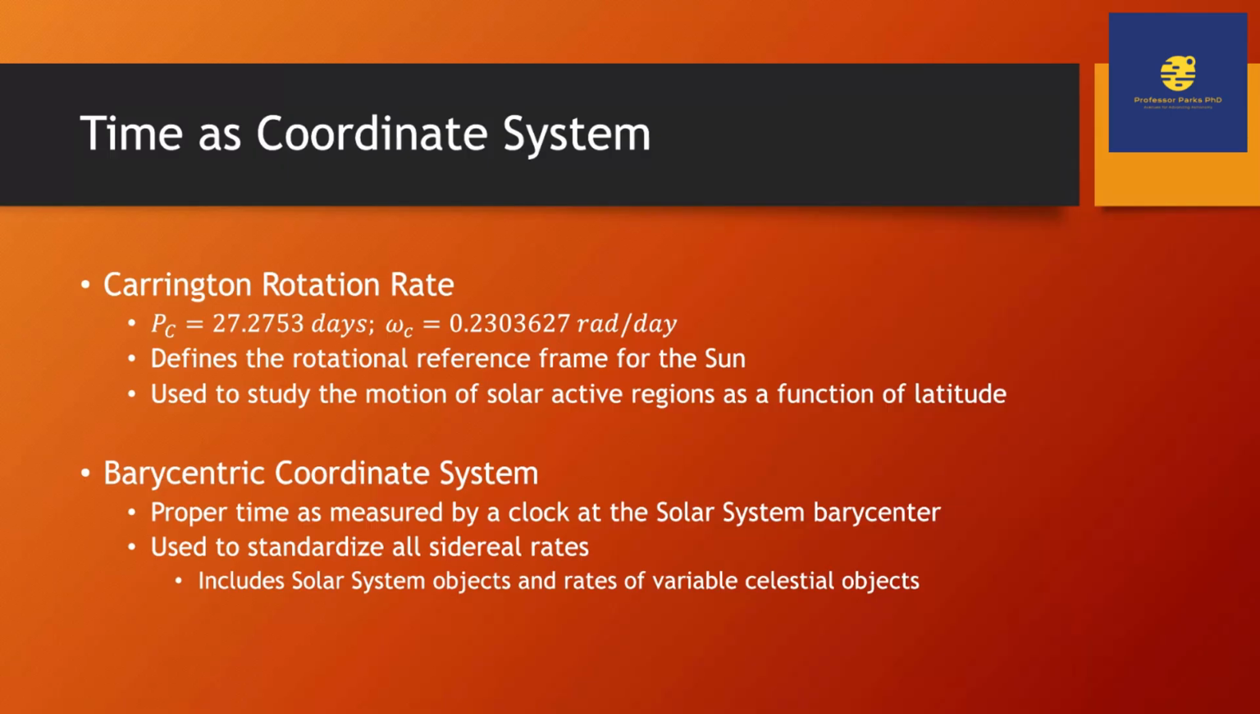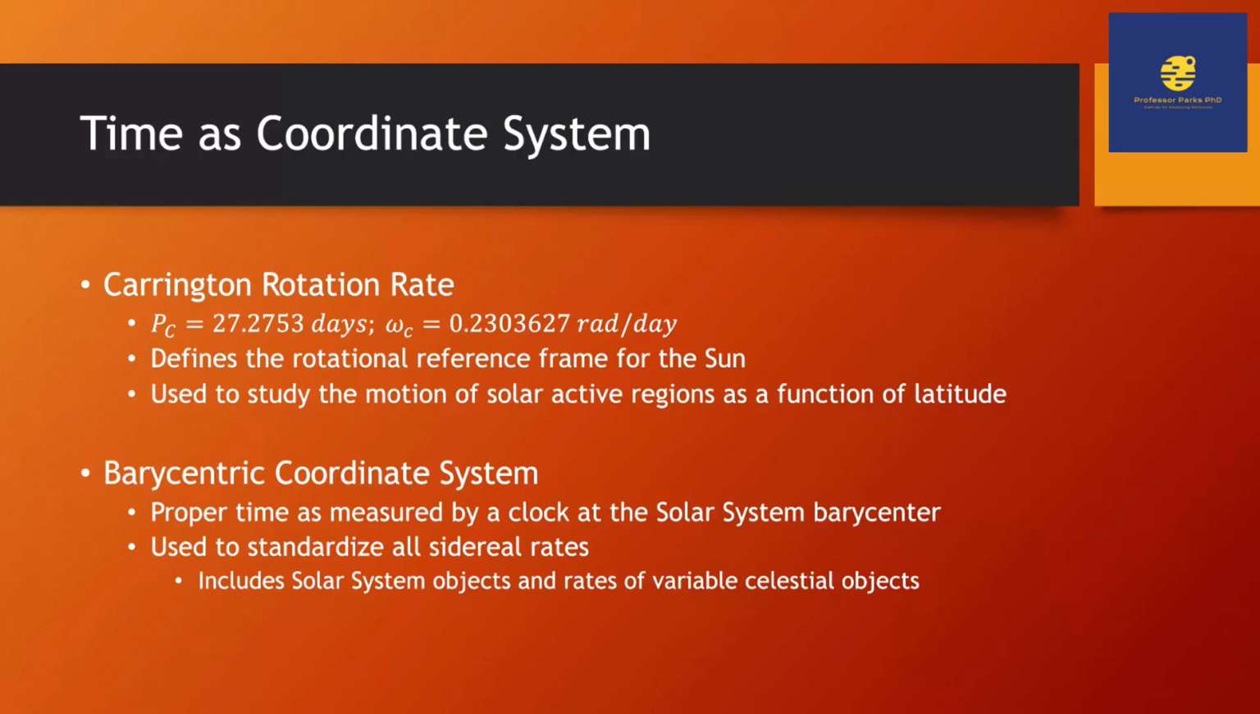And then lastly, the thing I'm going to talk about is the barycentric coordinate system. Again, this is an attempt to standardize timing. So the solar system, there's a lot of moving parts, literally. We have the planets, you have asteroids, you have comets, you have the sun. All of that has a specific center of mass, and that specific center of mass is then orbiting around the galactic center.